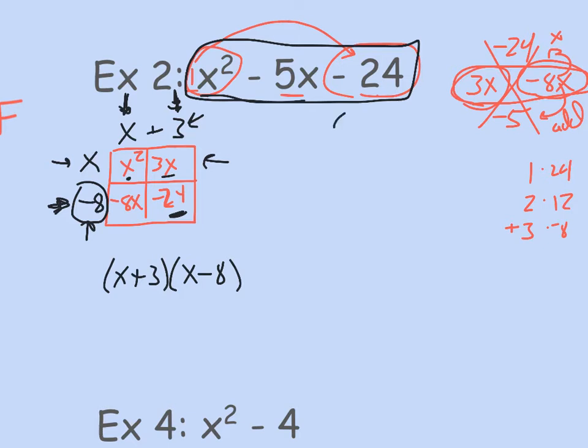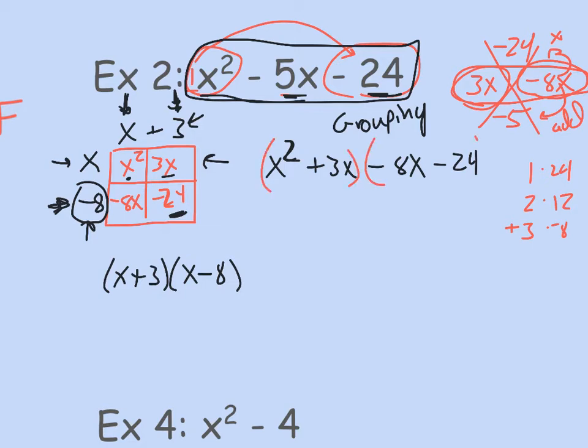Grouping, if you like doing the grouping method, I guess we would do this. X squared, first of all, and then turn this negative 5x into, I'll say, plus 3x and minus 8x minus the last term, which is this 24 right here. Just being careful. That negative goes with the 8x, so it's negative 8x. So greatest common factor for both of these. What can I pull out of x squared and 3x here? They both have an x, so I'm going to take an x out.